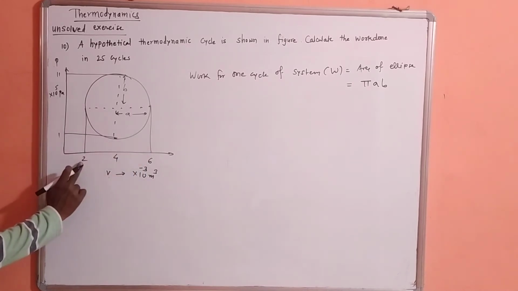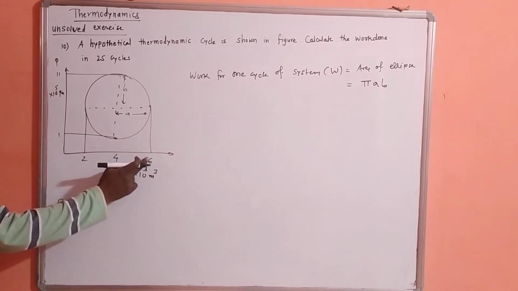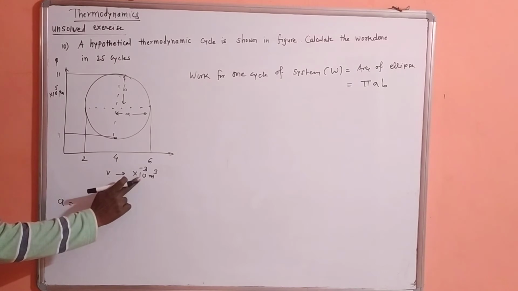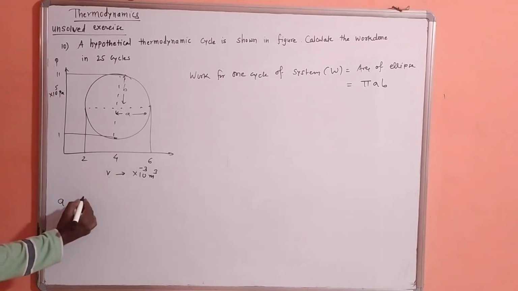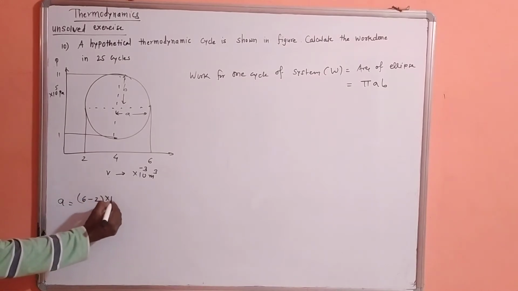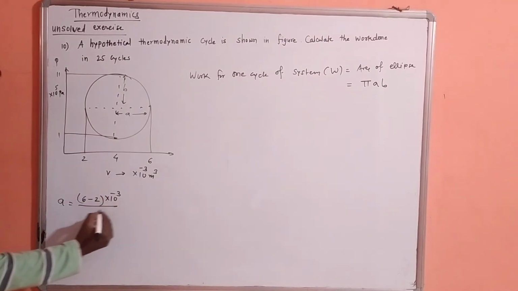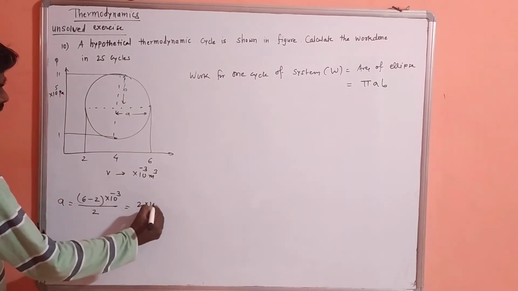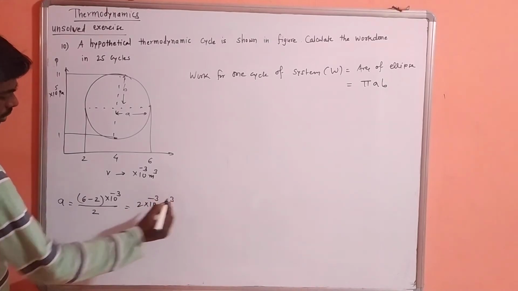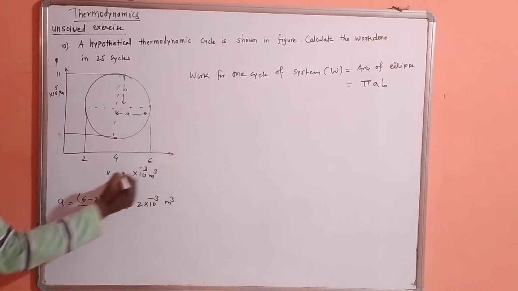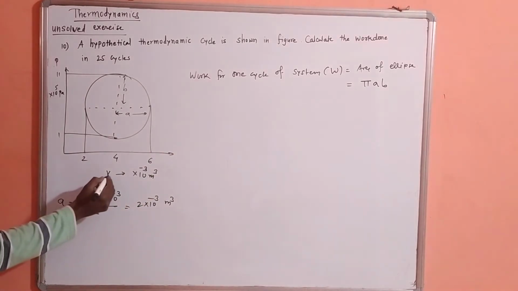Final volume is 6 and initial volume is 2. The common term is 10 raised to power minus 3. So (6 minus 2) into 10 raised to power minus 3 divided by 2, since it is the semi major axis. So it becomes 4 by 2, that is 2 into 10 raised to power minus 3 meter cube. This is the value of A along the x axis.